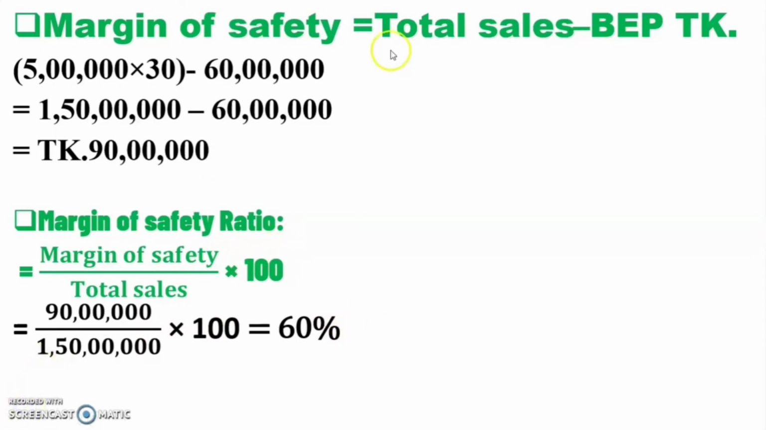So my dear students, I hope all of you understood how to calculate break-even point, unit or taka, how to calculate selling price and cost per unit, how to calculate margin of safety and margin of safety ratio, and how to calculate contribution margin and contribution margin ratio.